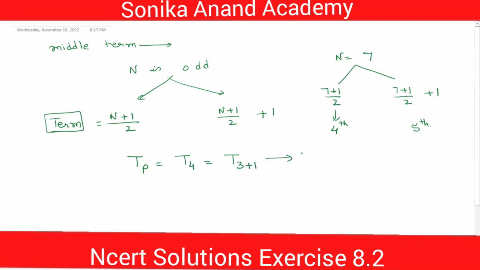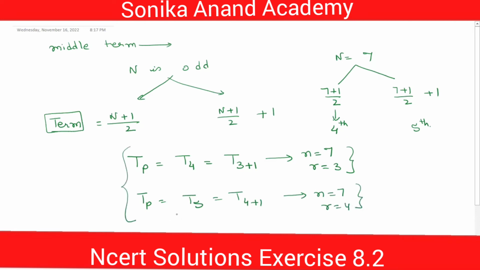So it means that the value of n is 7, but the value of r is 3. Now T5 is equal to T4 plus 1. That is, the value of n is 7, the value of r is 4. It will help you. Now I'm moving to the next question. Note this, it will help you in future because the topic of middle term is very important.